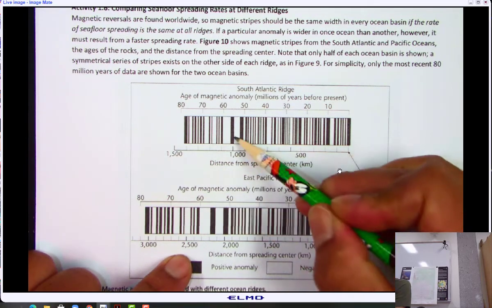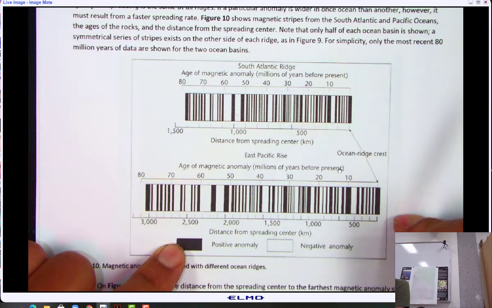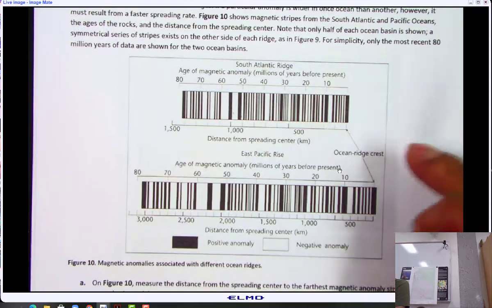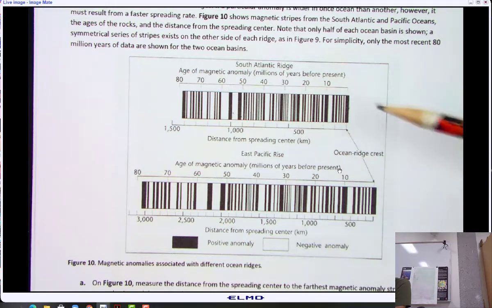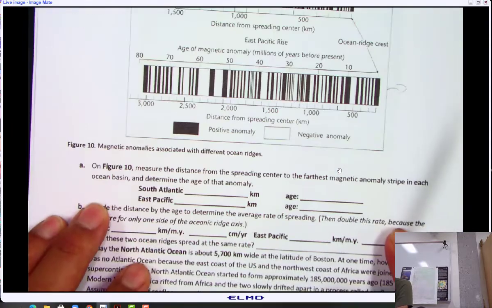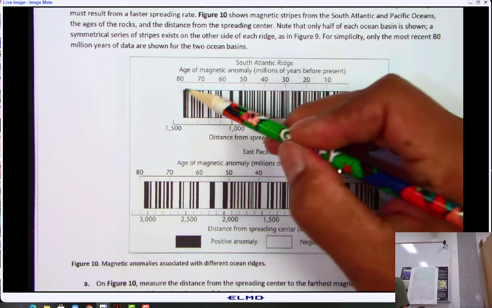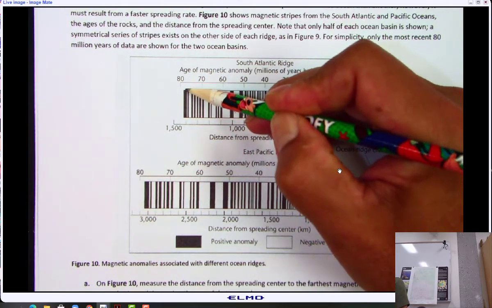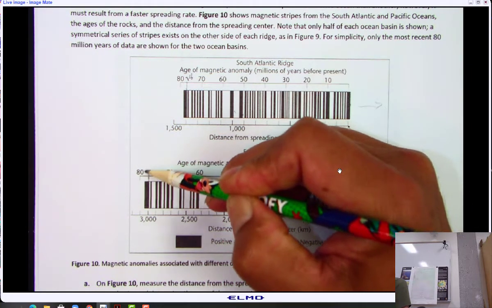Except they're closer together here because this has a slower spreading rate than the East Pacific Rise in the Pacific Ocean, right? And then note that we're only seeing half, right? So the mid-oceanic ridge is here, and then we're going west on both of these. You would see a mirror image going east as well, but it'd be flipped around. So we're only seeing half the ridge there. So on this figure, let's go out to the farthest it goes. You can see it goes out, well, not quite to 80, but we'll do this anomaly right here, the farthest one. Maybe that's 78, and over here it's the same one, maybe about 78 for the Pacific Ocean as well.